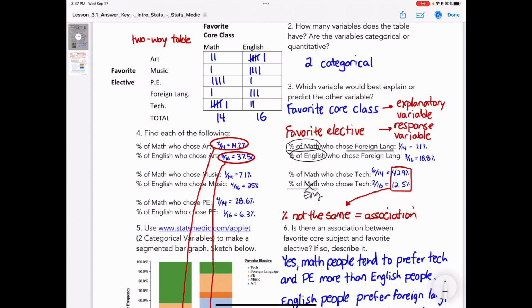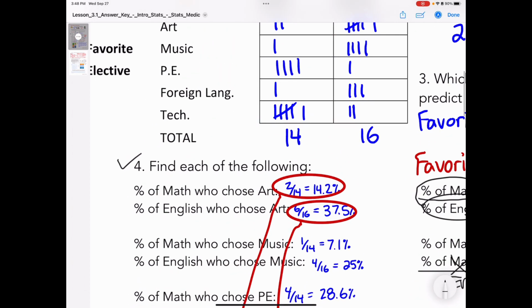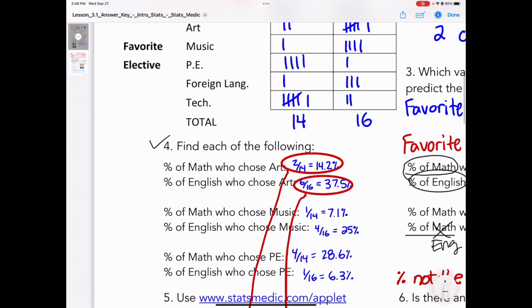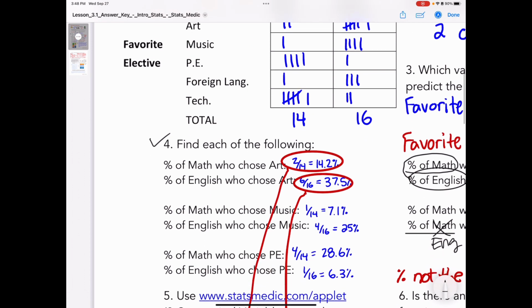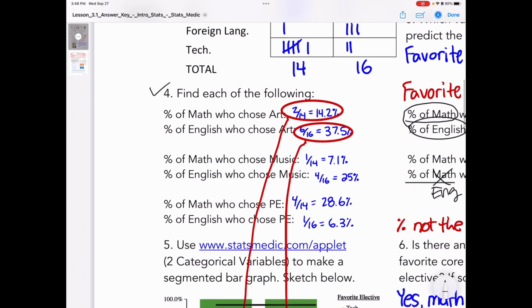Okay, let's look at this one here, number 4. So what percentage of math, again out of 14, who choose art. So do the same thing, keep going down. Of English, that's going to be out of 16, who choose art. So both of those. The next one, of math, who choose music. Of English, who choose music, same thing, 14 and 16. And then PE, same idea.